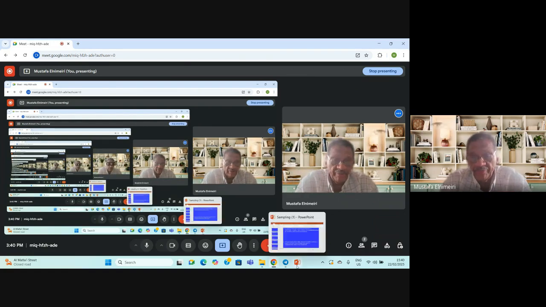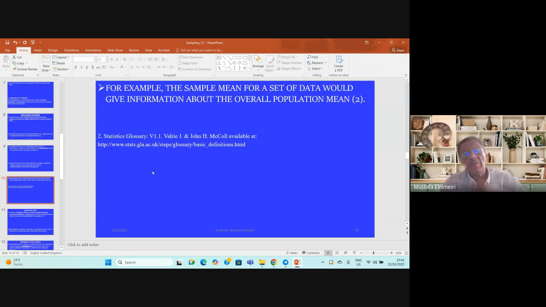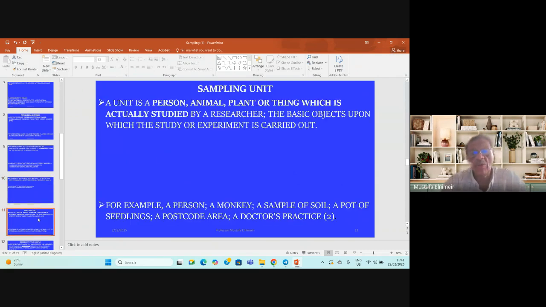In order to make any generalization about the population, the sample is meant to be representative of the current population, and this is very important. For each population, there are many possible samples. A sample statistic gives information about the corresponding population parameter. For example, the sample mean for a set of data would give information about the overall mean. Here also we have some other references that you can go to.